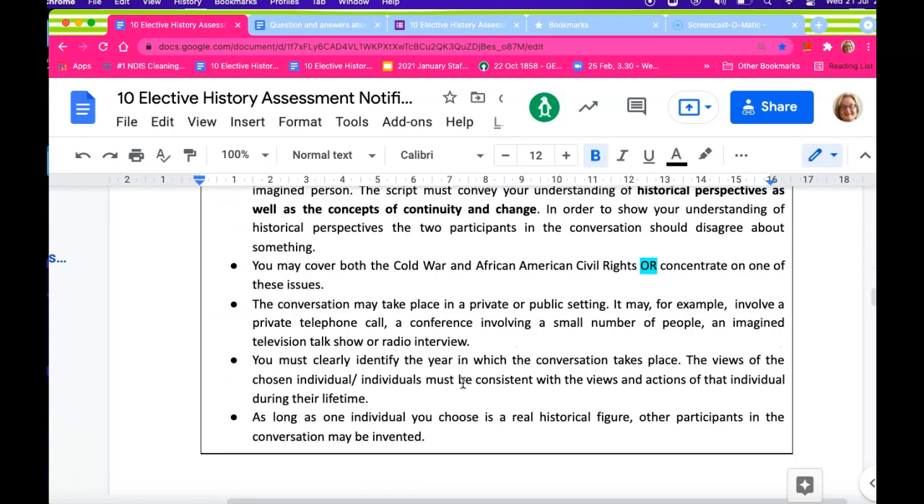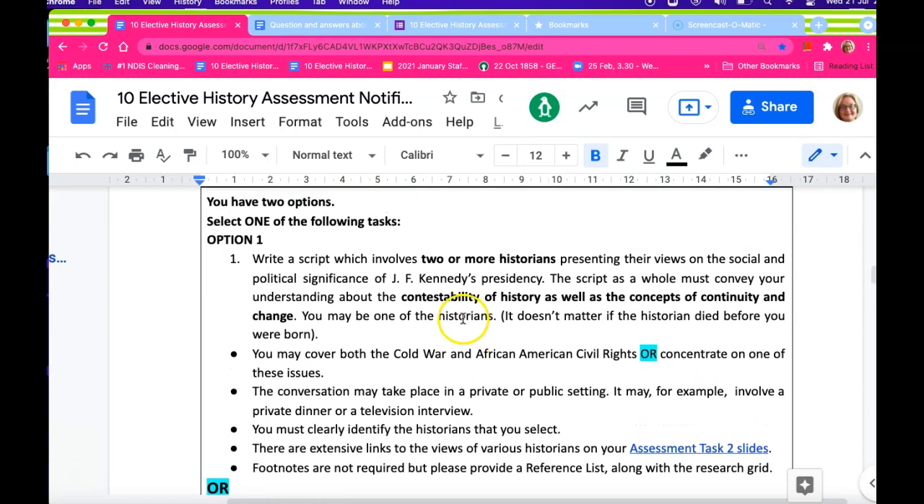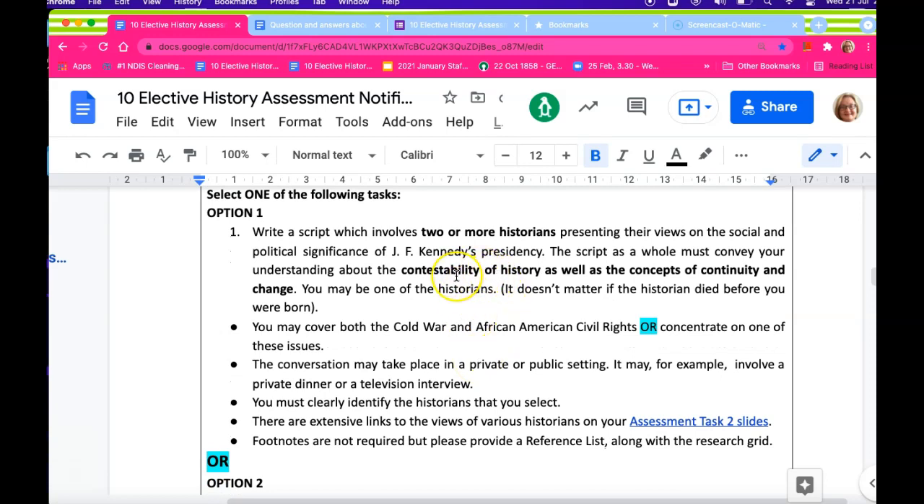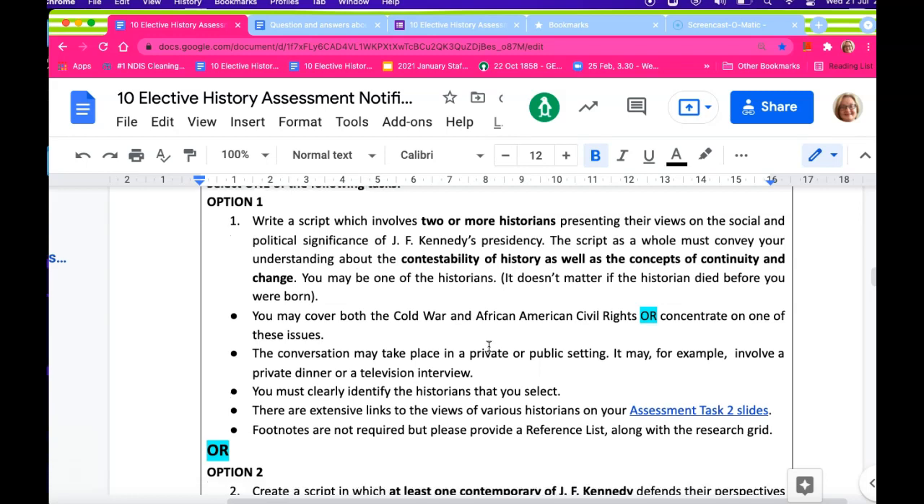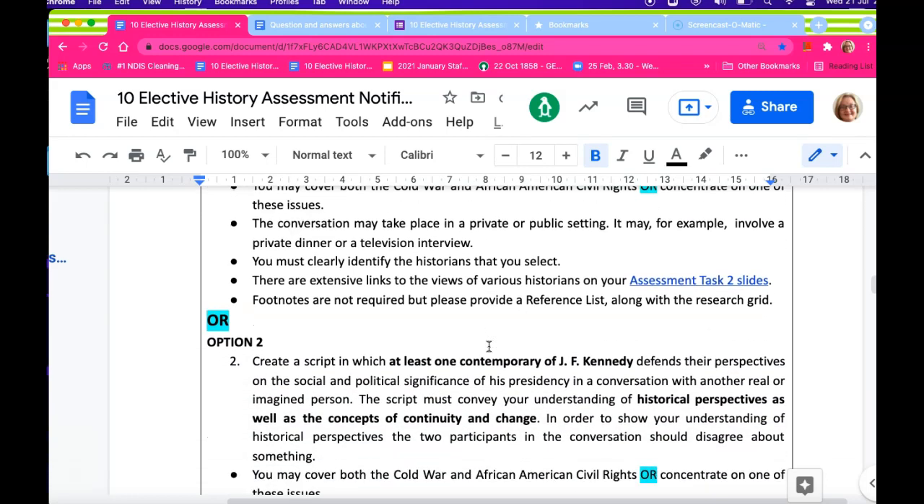So there's option 1, and there's option 2. So option 1, the conversation involving historians. Make sure that you convey a sense of contestability, this idea that there are different perspectives. But that doesn't mean that the historians have to disagree about everything. Okay, for example, with civil rights activism, Kennedy was involved. He did further the cause of African American civil rights to an extent, but historians have different perspectives on that. We will click through to the slides soon and talk about that further.